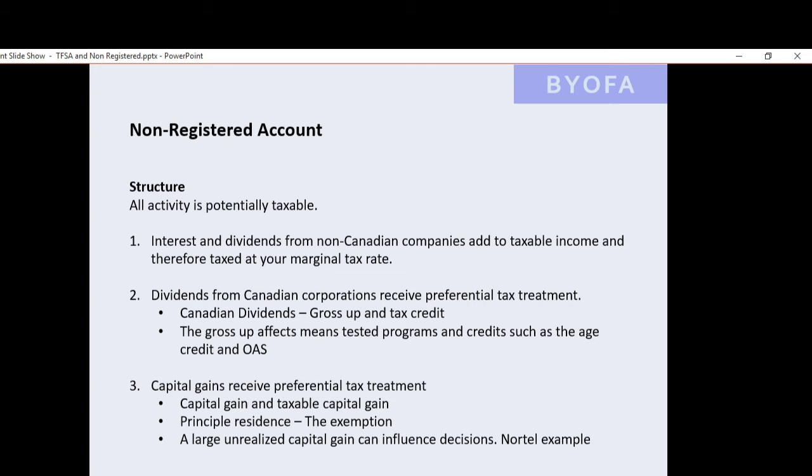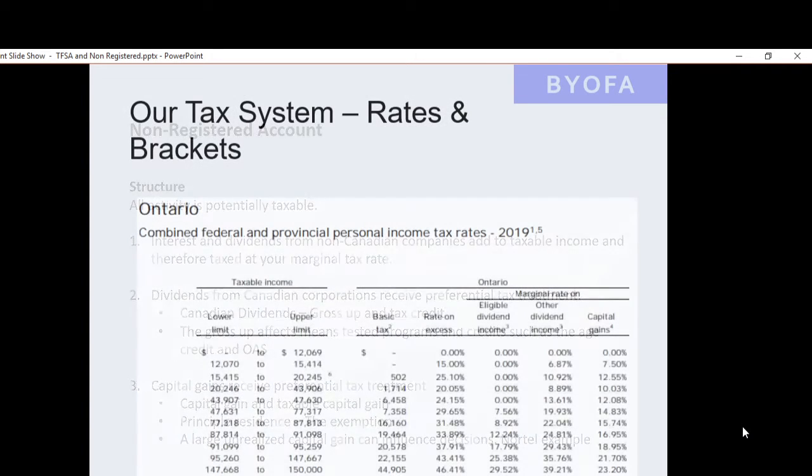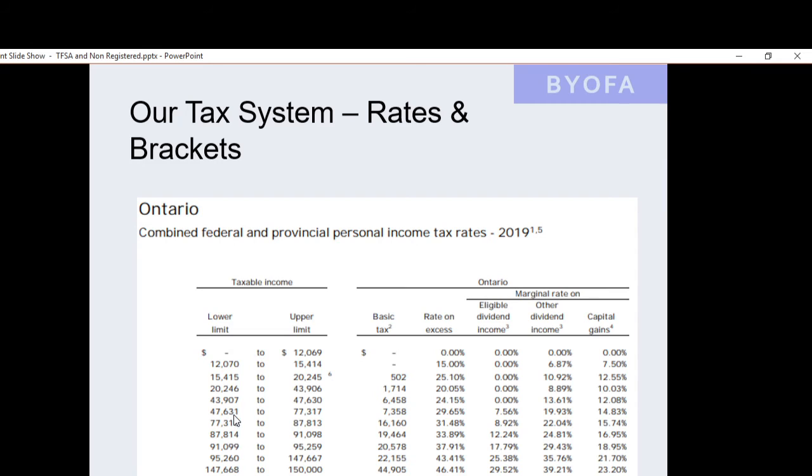Okay, the structure of the non-registered account. All activity is potentially taxable. Interest and dividends from non-Canadian companies add to taxable income and therefore your marginal tax rate. So let's go to an example here. Let me flip down to this screen. Let's say I earned $50,000. So I'm in this bracket here. And I'm using Ontario as the example. This works in any province we look at, but the rates might be a little bit different.